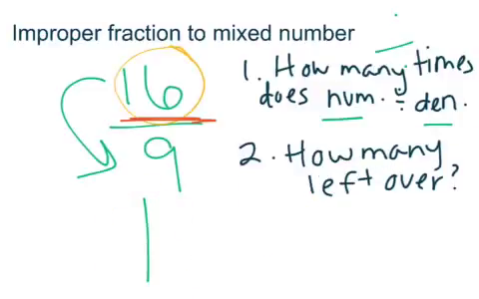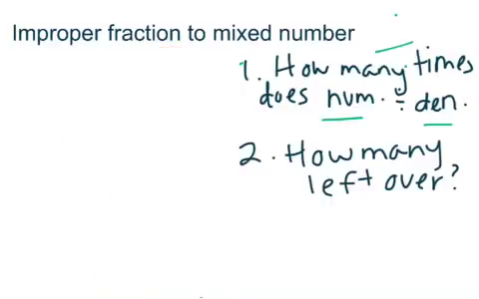Now the second question I ask myself is, how many is left over? So if I take 9 away from this 16, what am I left with? The answer, 7. So I have 7/9 left over.